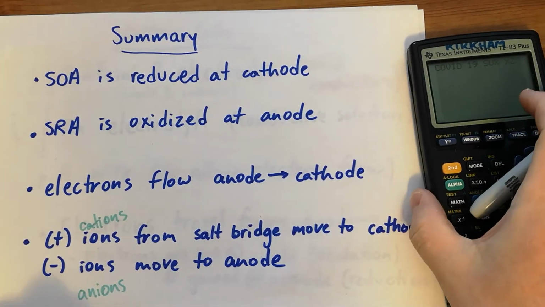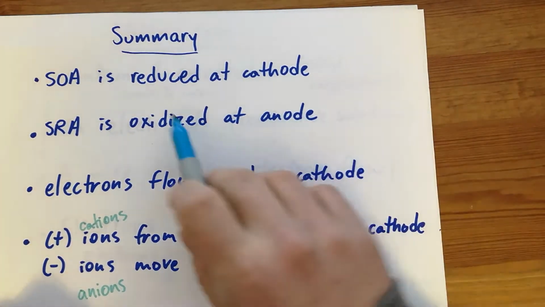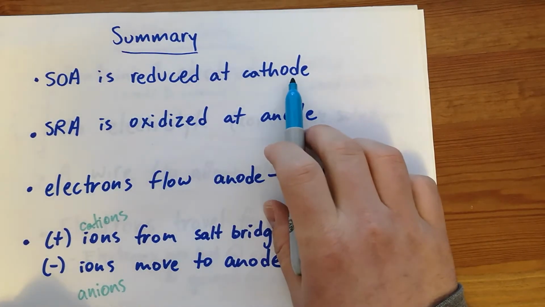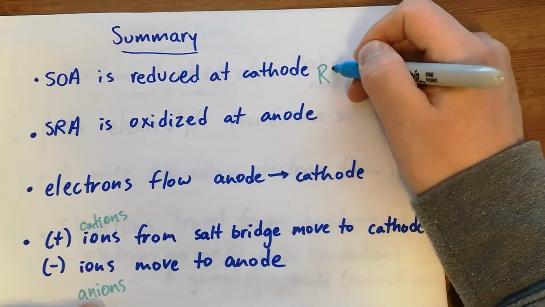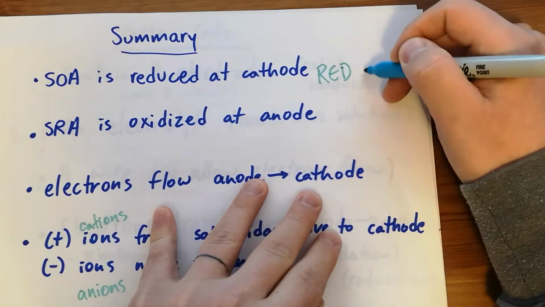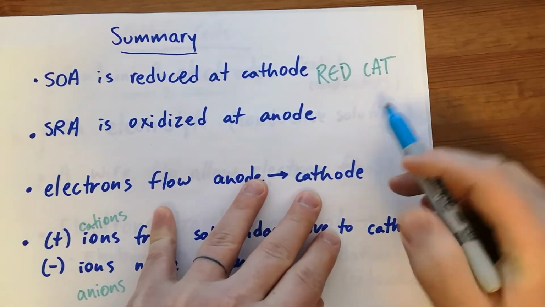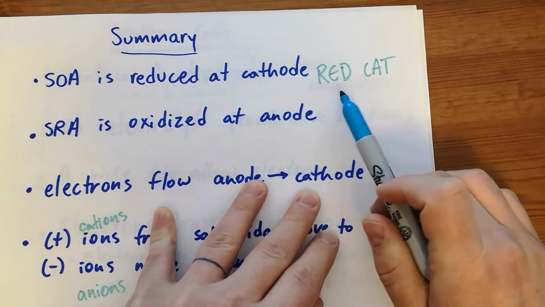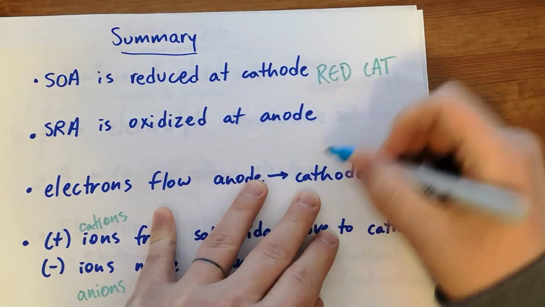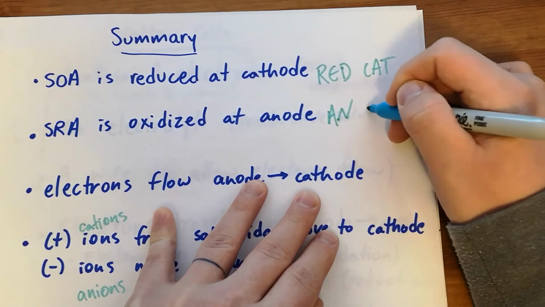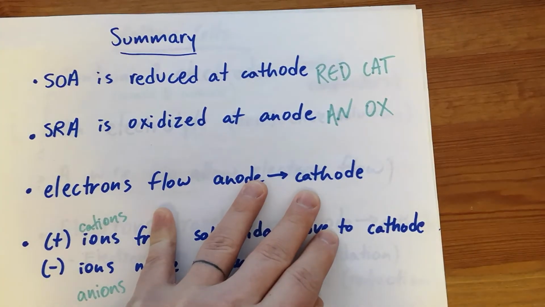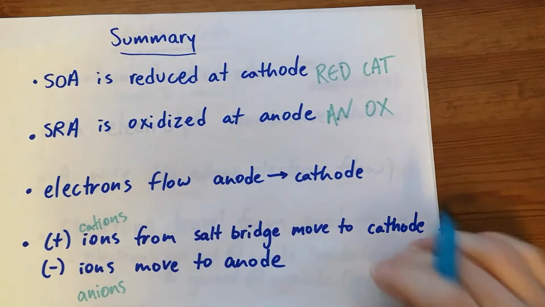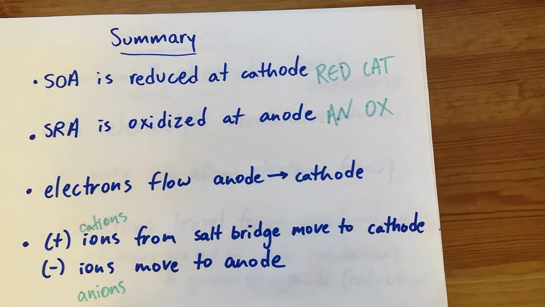Another little trick I want to help you with is to remember reduction occurring at the cathode. I'm not big on tricks and memorization techniques, but this is a good one for students. So reduction cathode, I think of that as red cat. Oxidation at the anode is NOx. All right. So just remember, you can take a trip to a farm somewhere, and at that farm you can see a red cat and an ox.